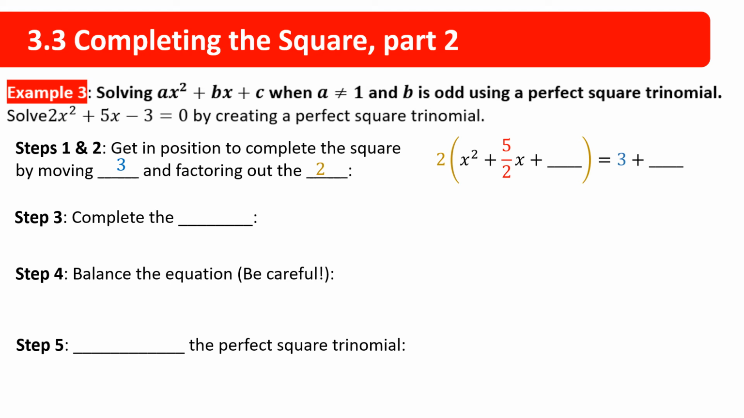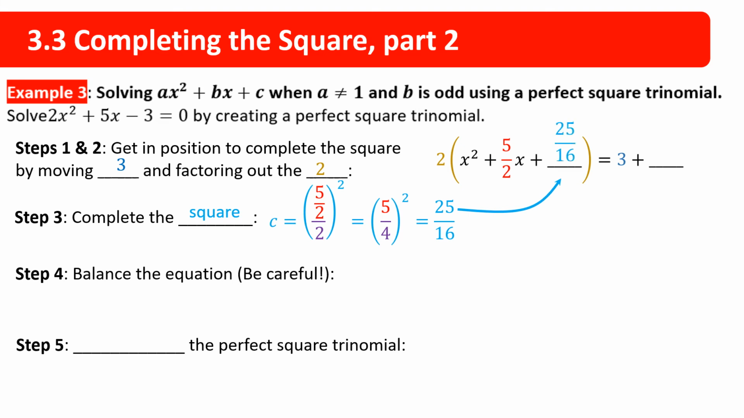When we do, that very nicely gives us a 1x squared, but unfortunately it gives us a 5/2 for our b. That's why this problem becomes a little bit more tedious. But we are in position now to complete the square. And remember, to do so, we need to take half of b and square it. 5/2 divided by 2 is equivalent to 5/4, and if we square 5/4, we come out to 25/16. So 25/16 is what goes in as our c value on the left.